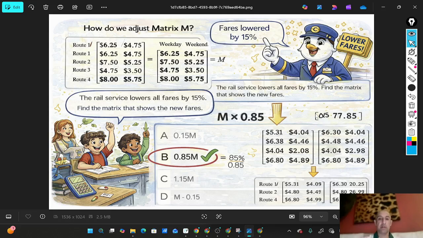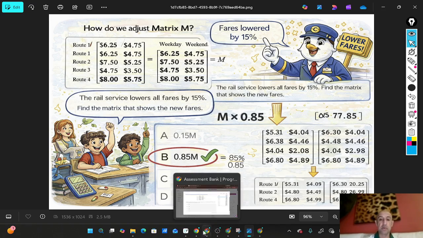Hello everyone. This is a new question in the real life problem to find the amount of money after the fares are lowered by a specific percentage. In this example, we will find the amount lowered by 15 percent. And to do this, let us follow this question.